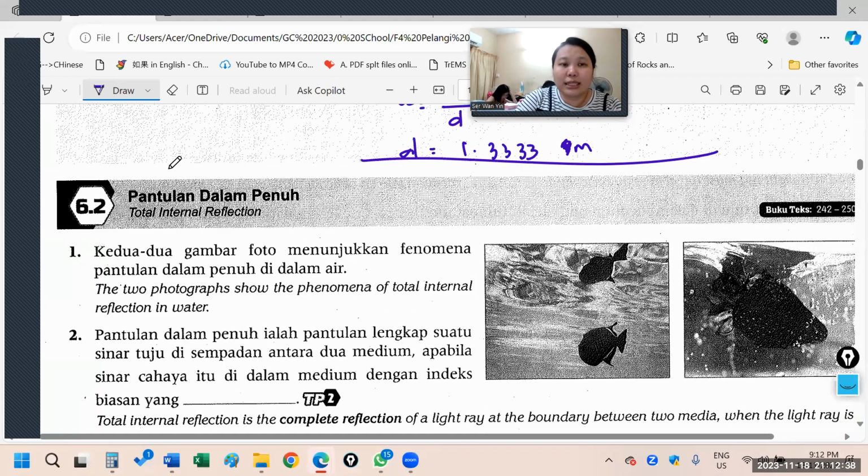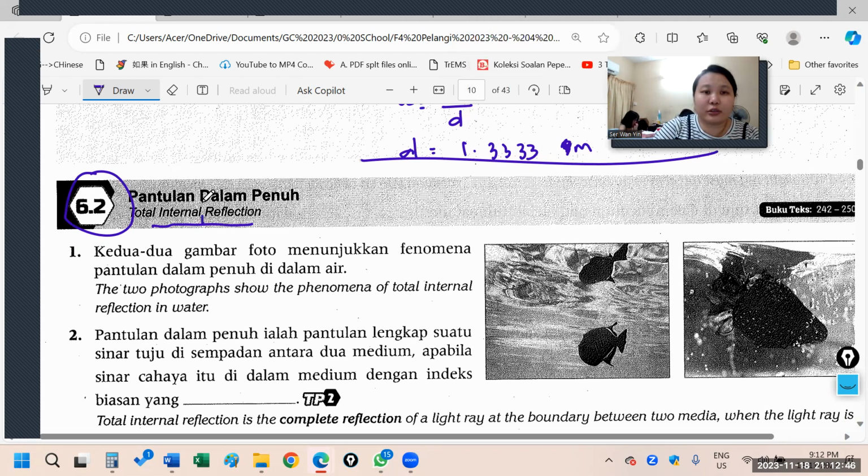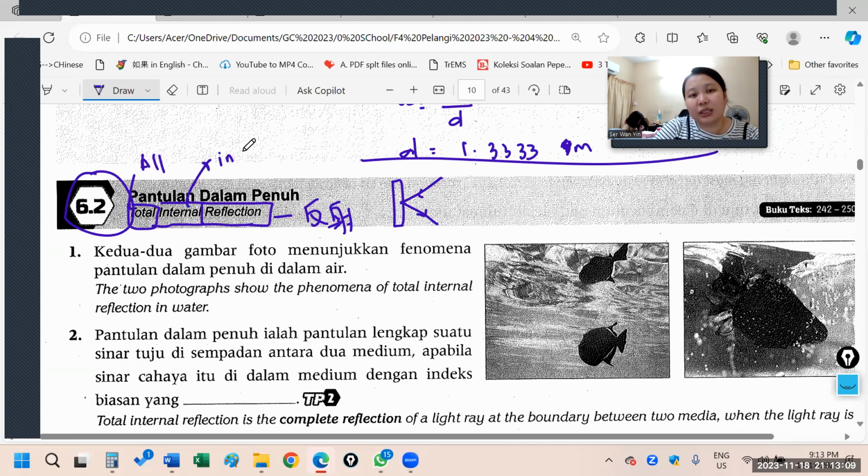Okay, so now 6.2, total internal reflection. What is total internal reflection? First of all, reflection is 反射. 反射 means when the light comes here, it bounces back. Total means all. Internal means inside the medium.